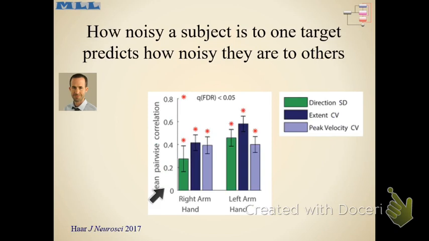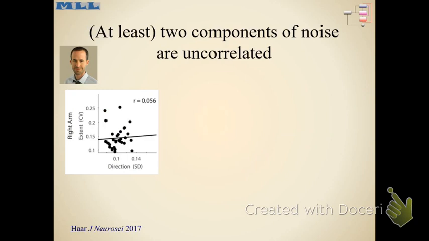If you look at, now we're looking across targets, so how noisy you are when moving to one target and how noisy you are when moving to another target, again, you are consistently noisy across the different targets, whether we talk about your left or your right arm. So people are noisy or they're not noisy, right? At least that's what you'd think, but it's actually more complicated than that because there's no correlation between how noisy you are in your direction and how noisy you are in your extent. So somebody who has very noisy direction may not have very noisy extent, and vice versa.